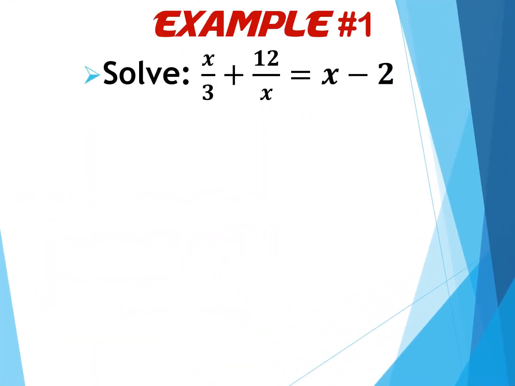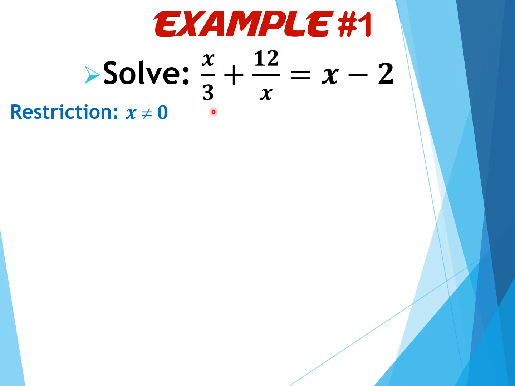Let's have example number 1. Solve x over 3 plus 12 over x is equal to x minus 2. So we are asked here to find the value of x. The first step is to factor the denominator, but since this is already prime, we move on to the next step, which is to find the restrictions for the variable x. Here you have x in the denominator, so the restriction would be x shouldn't be equal to 0, because if x is 0, this will be undefined.